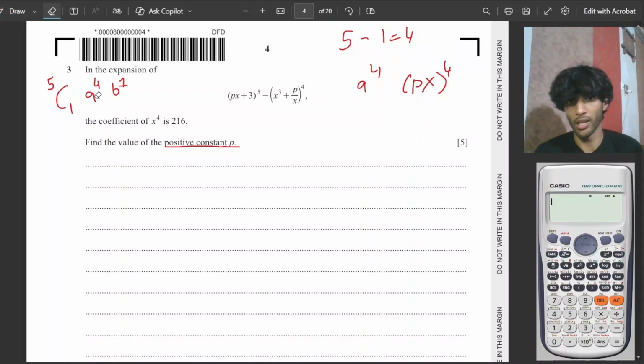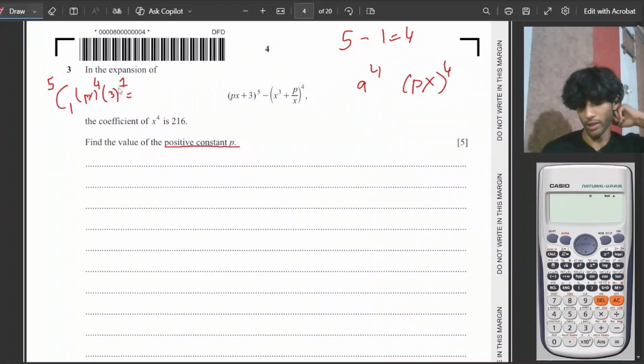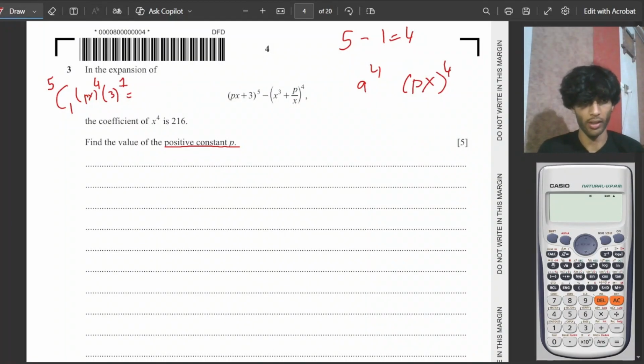And then what is a? A is basically px. And what is b? B is basically 3, so times 3. So what do you get when you expand out all of this? We have our calculator over here. So it's going to be 5 choose 1. That's equal to 5 times 3. That's equal to 15. So it's going to be 15 p to the power 4, x to the power 4. Okay, this is what we're going to get from the first bracket.